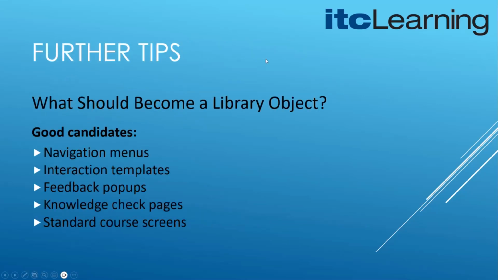A couple other things that we've already talked about a little bit, but different things of what should be a library object versus just repeating things. So I said it can be anything. You can create just a single text block as a library object, but you have to weigh up the time or the benefit of creating something again versus having something reusable.